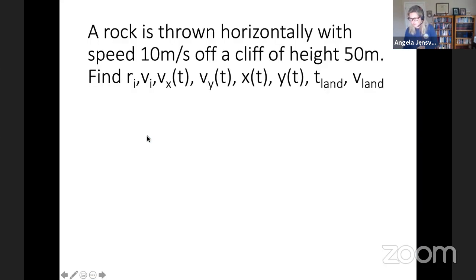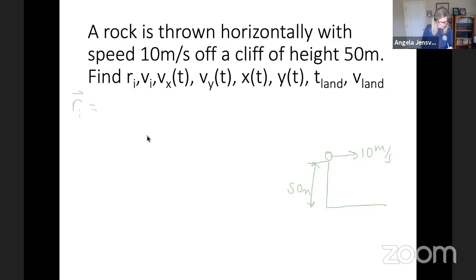All right, let's just make sure you got it. I'm going to have to do this with you. If you're watching this later, just pause it and try to do it yourself because you should be able to. But since we're running out of time, I'll do this for you. Let's just draw a picture. You have a rock thrown horizontally off a cliff, and the height is 50 meters. Find the initial position vector. Well, if I call this x equals 0, then it would be 0i plus 50j meters.